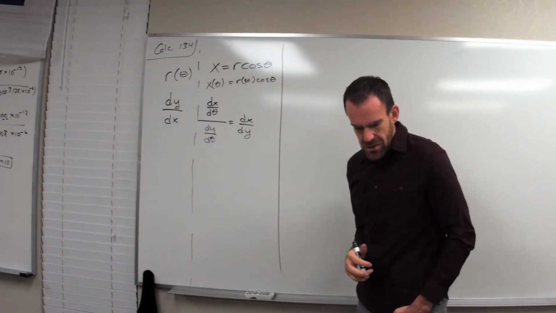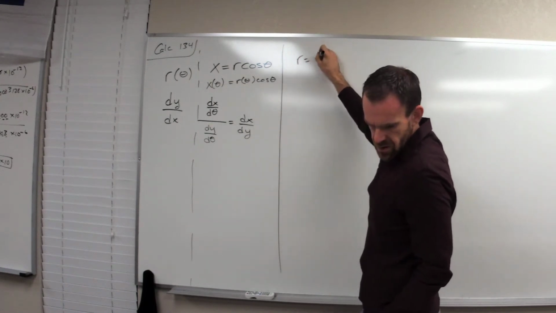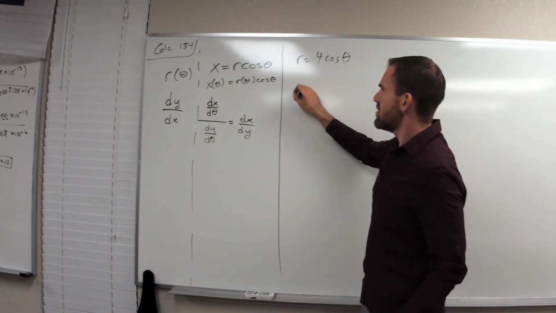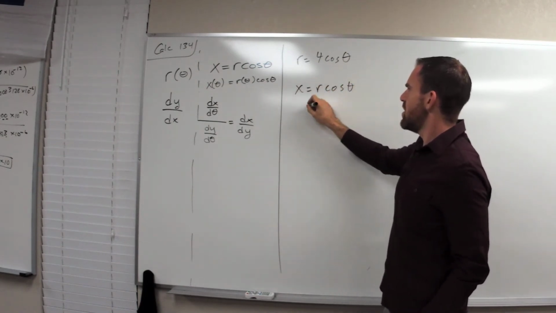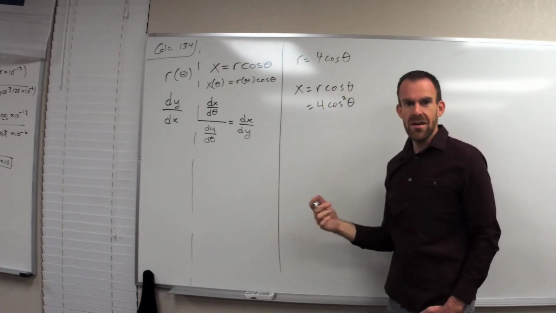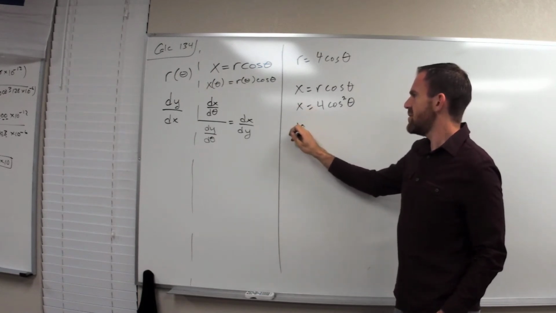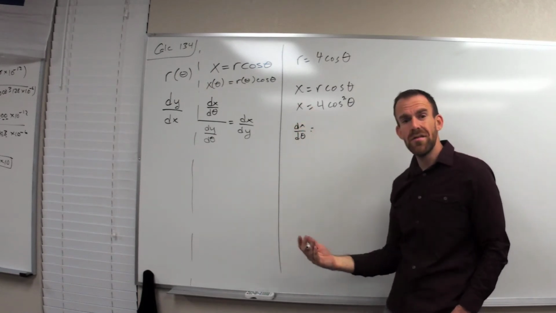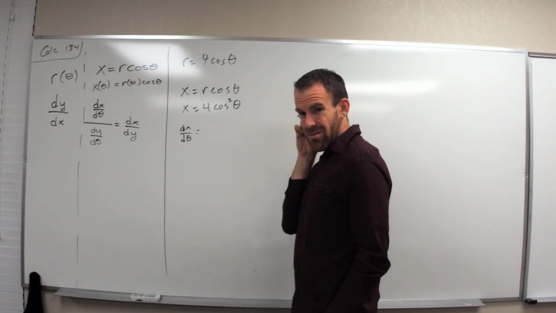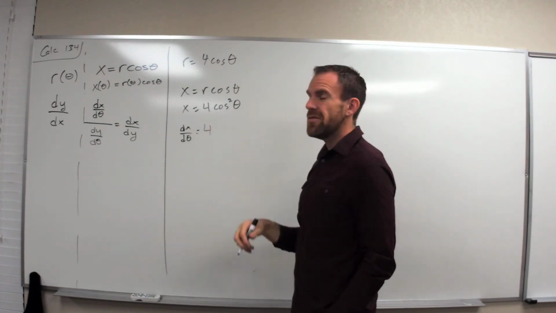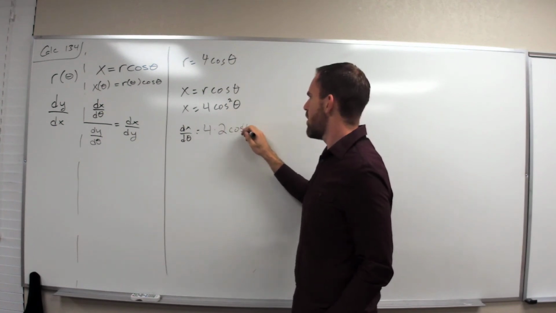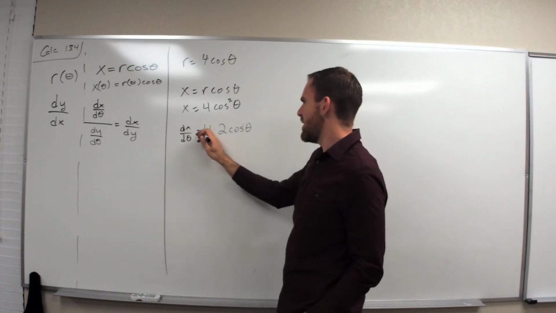So all you have to remember is that x is r cosine theta and y is r sine theta. Let's find the slope of the curve defined by r equals 4 cosine theta. The way we're going to do that, x equals r cosine theta, so x equals 4 cosine squared theta. Can I take the derivative? Yeah, dx by d theta, taking the derivative with respect to theta, is as follows. Derivative of 4, well, that doesn't change, right? The derivative of cosine squared is 2 cosine theta times the derivative of the inside, which is negative sine theta.